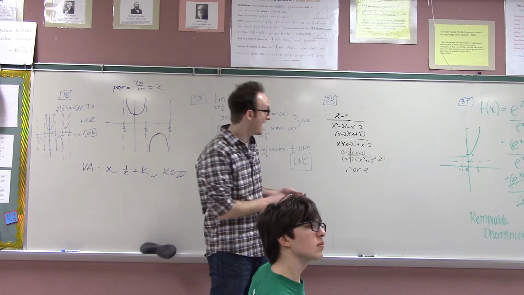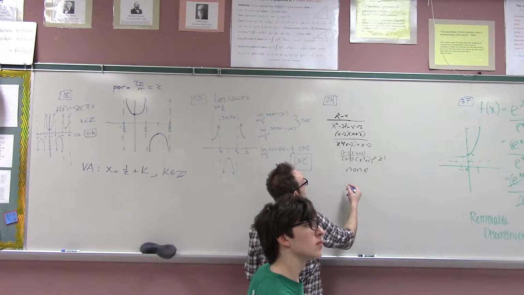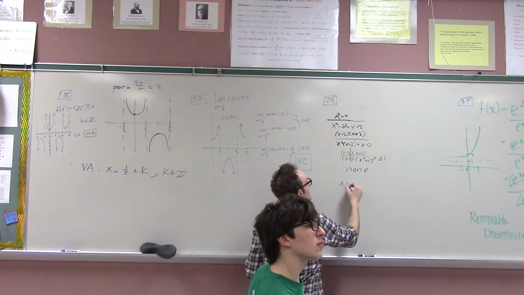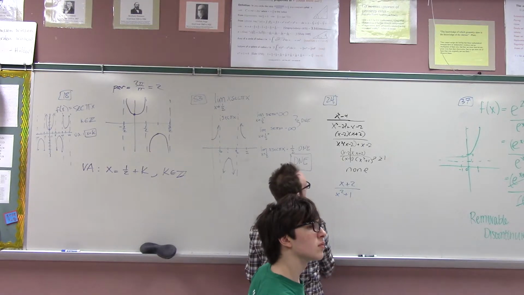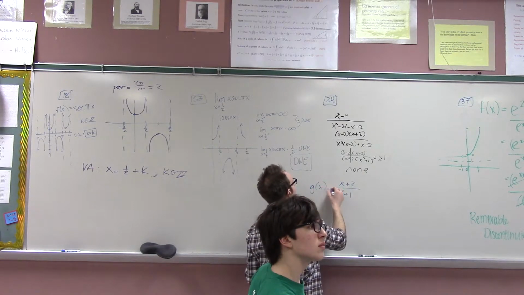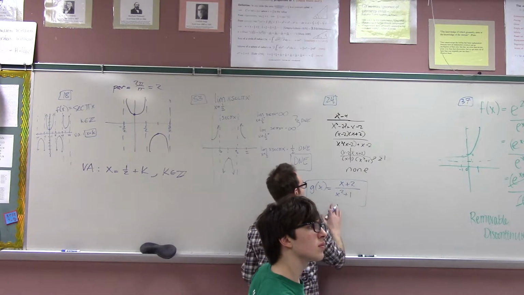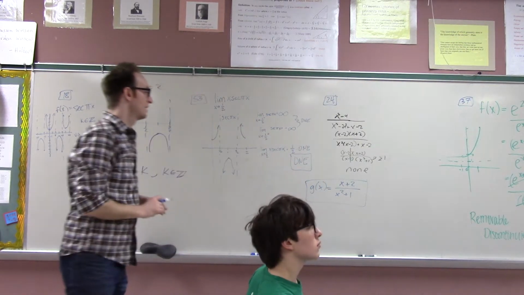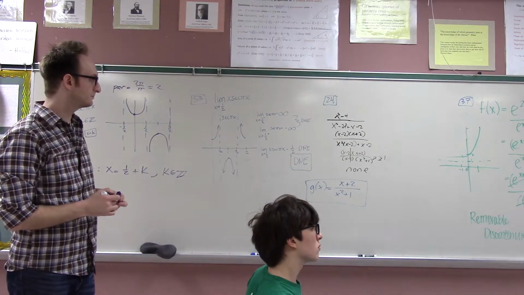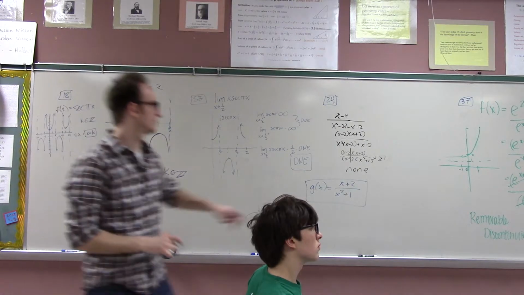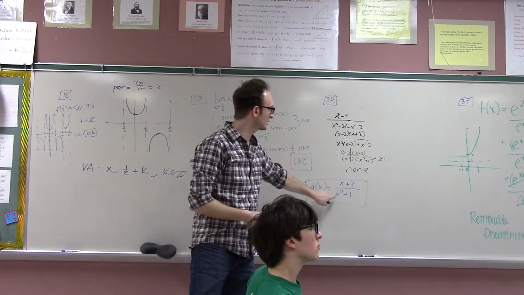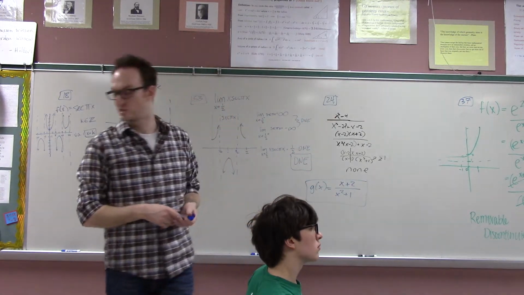So this initial function might as well be the function x plus 2 over x squared plus 1, and we know that this function does not have any vertical asymptotes because the denominator is never 0. So our actual original function will look like this with a hole at 2.